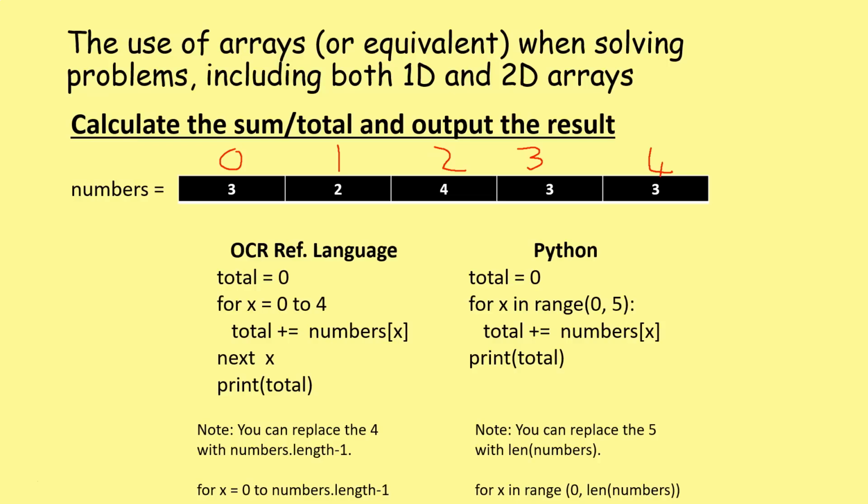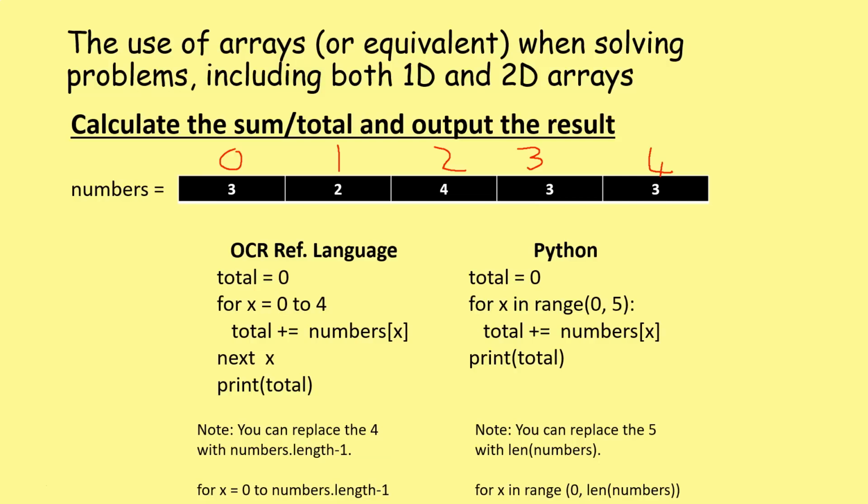So in OCR reference language, our for loops, both numbers are inclusive, so go from 0 to 4. And then total plus equals numbers x. Plus equals, if you don't know, is just a programming shortcut. It just means the same as total equals total plus numbers x. So whatever number x is, add to total and then store as total, next x, and print total.